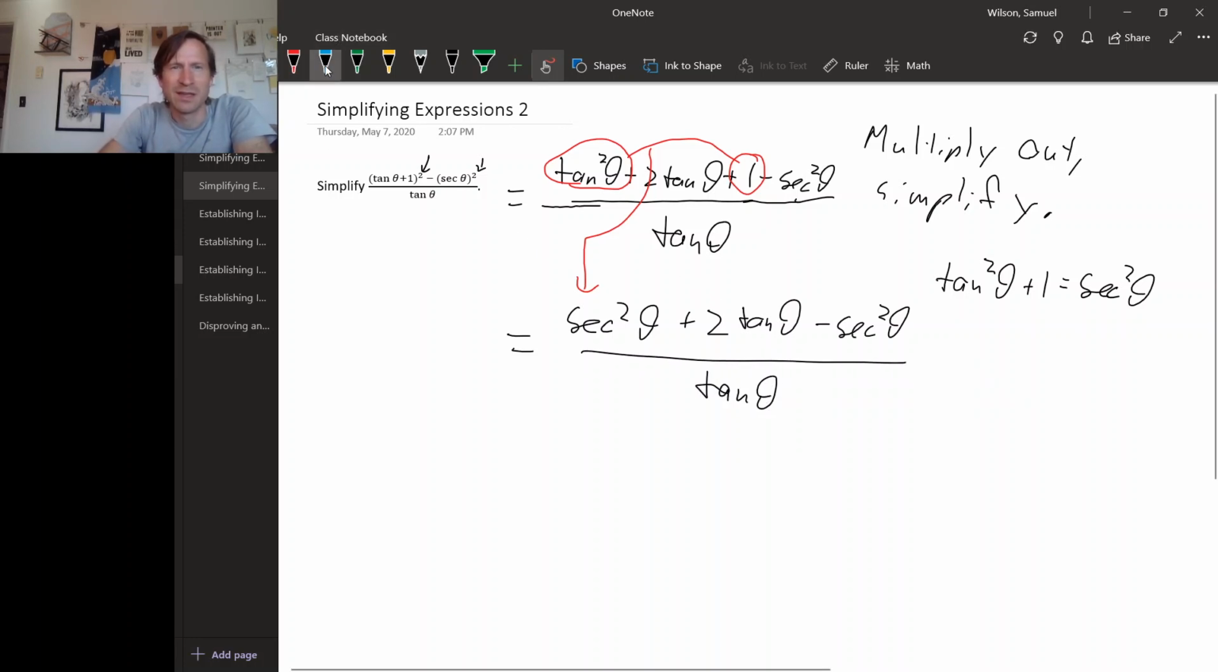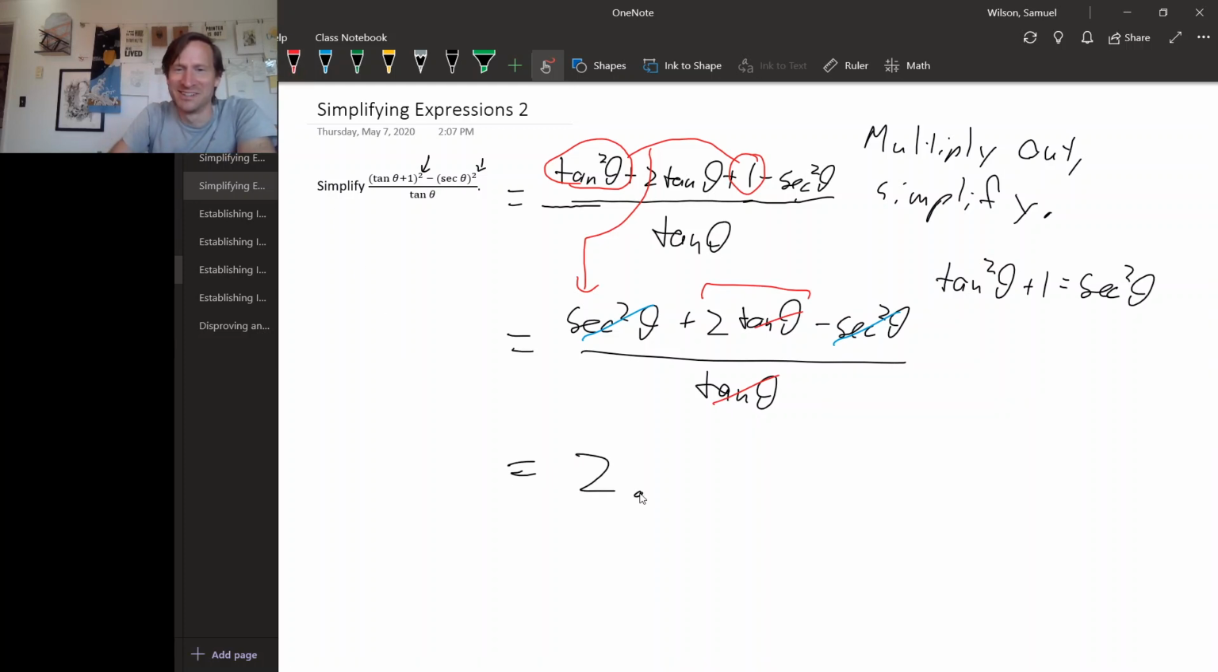But now that we've used this Pythagorean identity, I see that these secant squareds are gone. And the only thing left is this middle piece in the numerator, 2 tangent theta over tangent theta, but this fraction simplifies. And we're left with just 2. So this entire messy fraction is apparently just the number 2.